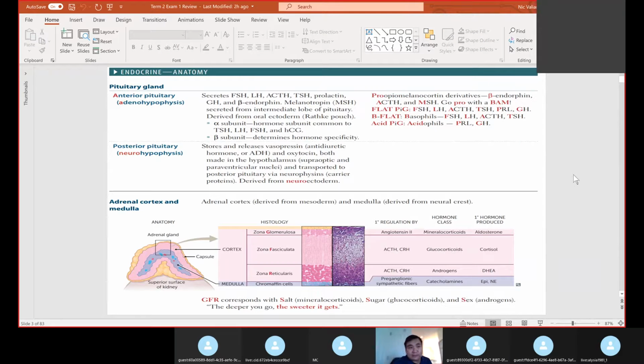If it's serotonin syndrome or carcinoid syndrome, what is increased in the urine? 5-HIAA. Good job. Excellent, guys. So remember, the deeper you go, the sweeter it gets. Know the histology. They're going to give you histology slides, and you need to determine which one is which. Know the hormone that regulates that part of your cortex. Know what class of hormones it secretes, and know the specific hormone. Okay?